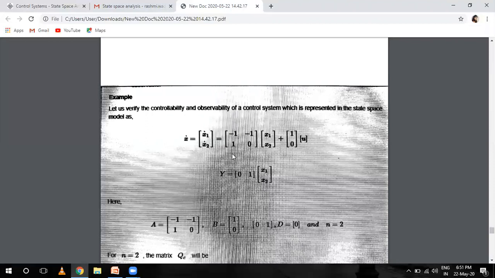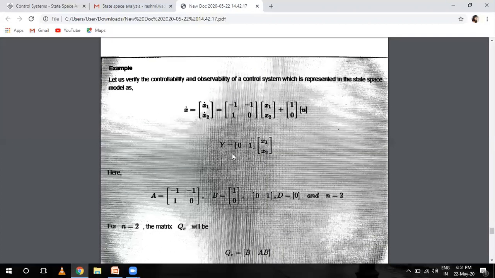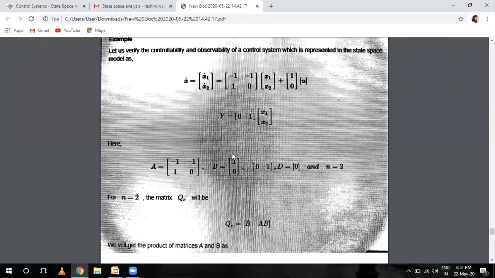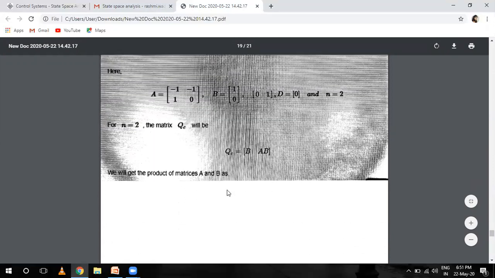This is the given question and हमें verify करनी है controllability and observability of a control system which is represented in the state space model, x dot is equals to [x1 dot, x2 dot] = [-1 -1; 1 0][x1 x2] + [1 0]u and y is equals to [0 1][x1 x2]. So from the above equation we can calculate here A is this matrix, B is [1 0], C is [0 1] and D is 0, and we can see here n is equals to 2, so the matrix QC will be [B AB].